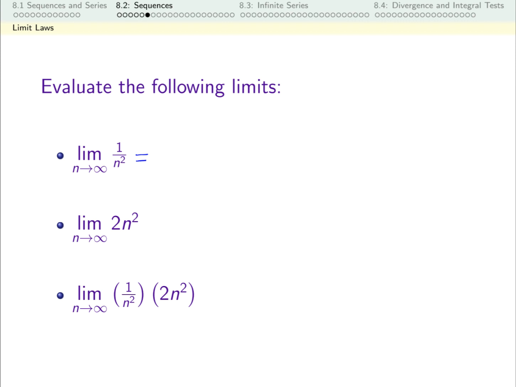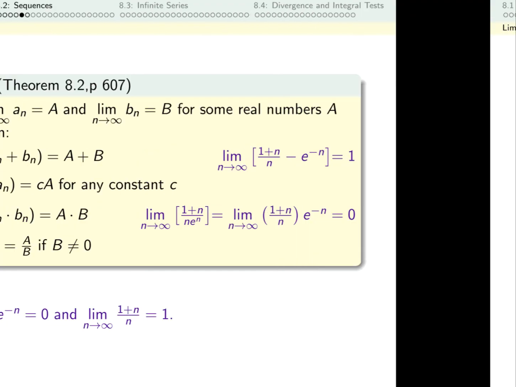This is a very well-behaved function. Whether I'm thinking of a sequence where I'm only plugging in whole numbers or whether I'm thinking of a function, it doesn't matter. What's going on the bottom is getting really big, so the fraction is getting really small. As n gets really big, this looks more and more like 0. On the other hand, for the second one, as n gets really big, this just gets bigger and bigger, so this limit is infinity. For the third one, we have to look a little bit into the fine print of those limit laws.